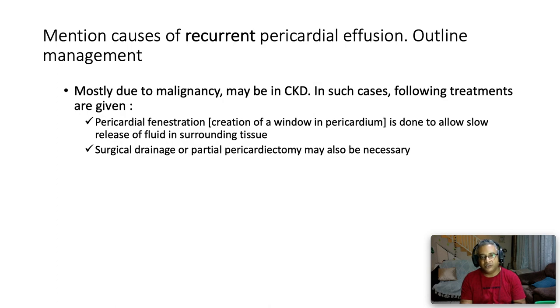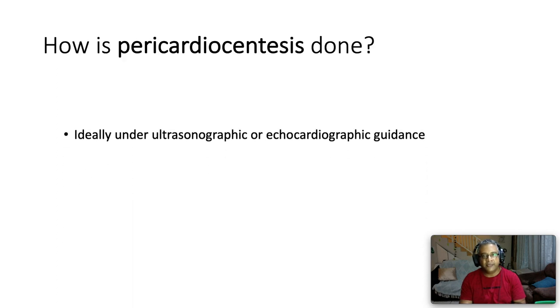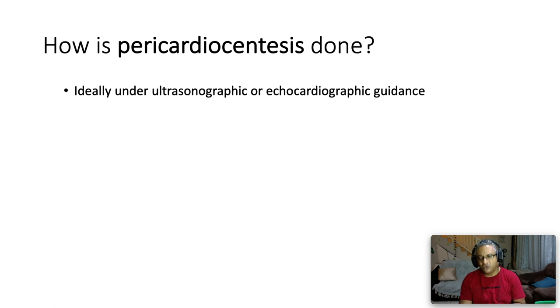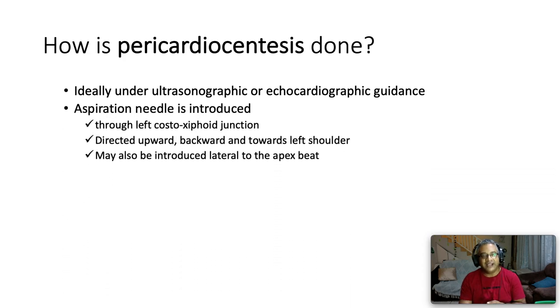Pericardial fenestration, right? So refer to cardiothoracics for this. This is basically the creation of a window in the pericardium, done to allow slow release of fluid into the surrounding tissue. Surgical drainage or partial pericardiectomy may also be necessary. Okay, guys, how do we actually do pericardiocentesis? So ideally, it is done under ultrasonographic or echocardiographic guidance. So we often use the normal central line kit, a CVP insertion kit.